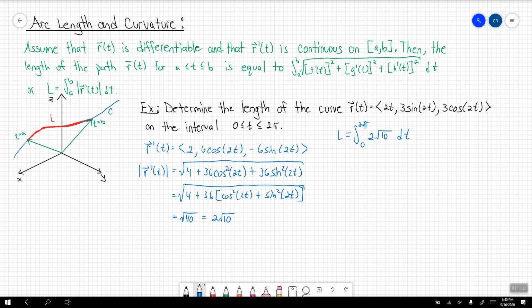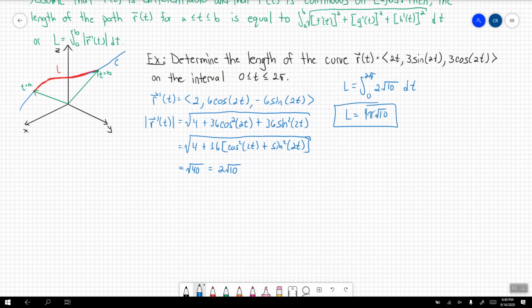So once my integration happens, this is just going to be a constant, so it's going to be a constant multiplied by the distance for that interval, which will be 2 pi times 2 root 10, which will leave us with 4 pi root 10 as the length of the curve that is parametrized by that vector r of t, and that is bounded by the interval from 0 to 2 pi. Okay, so that's pretty nice to see.